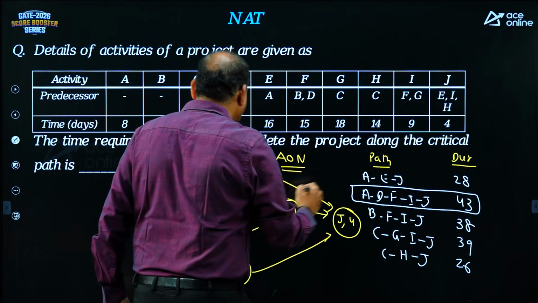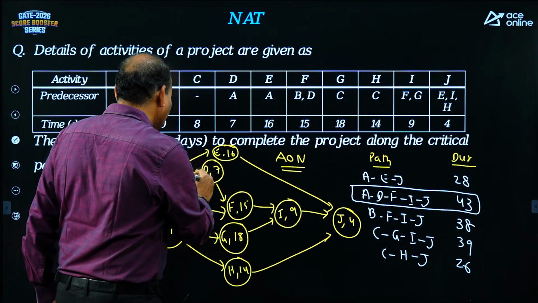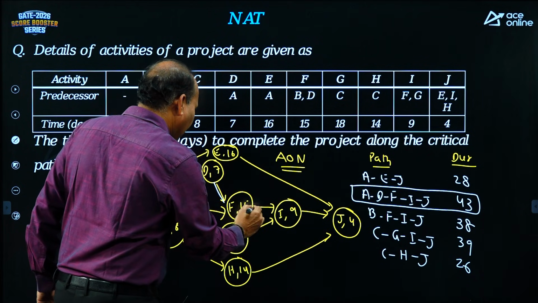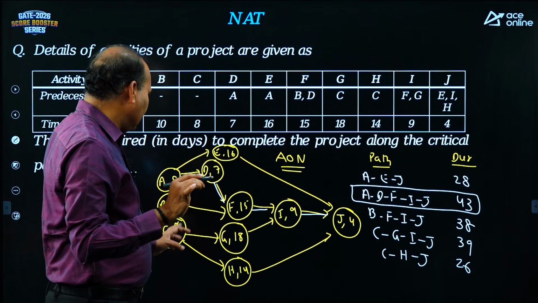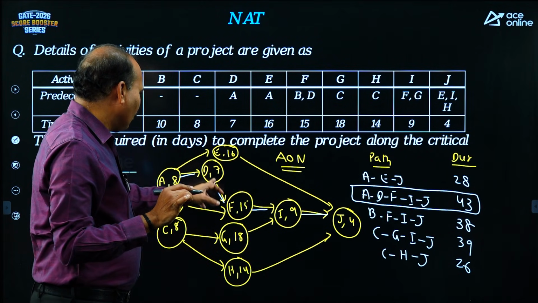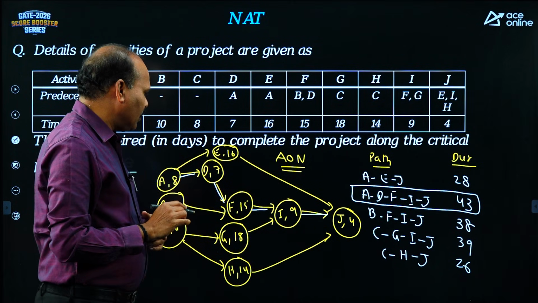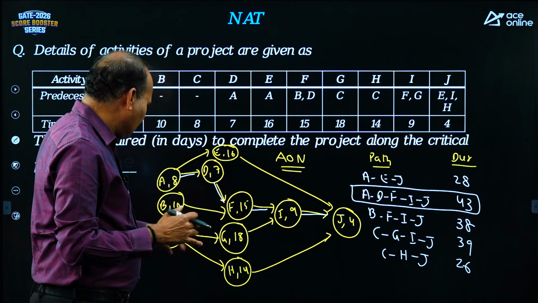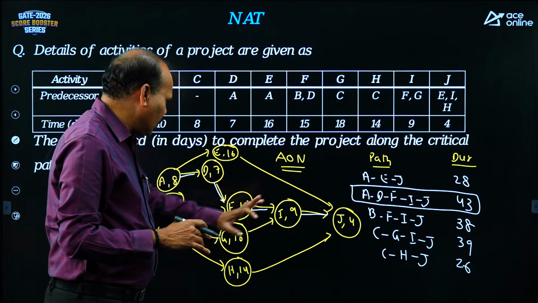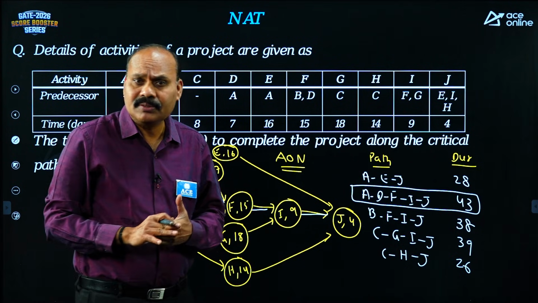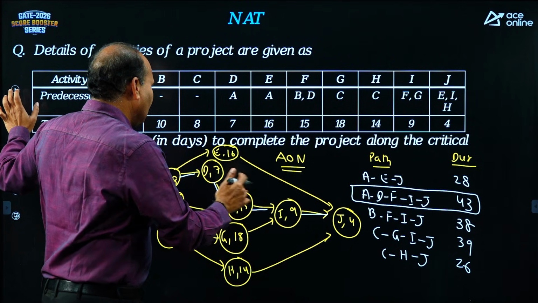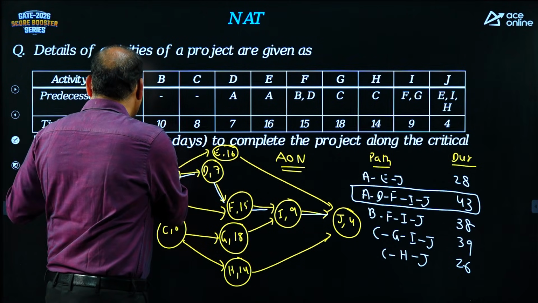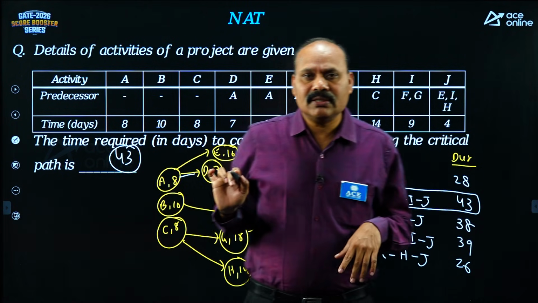A, D, F, I, J is the critical path, is it right? 30, 39 plus 4, 43. Any more paths, like 25, 34, 38? Yes, perfect. We have taken everything, right? Yeah, done. What is the answer here? 43. So 43 is the answer.